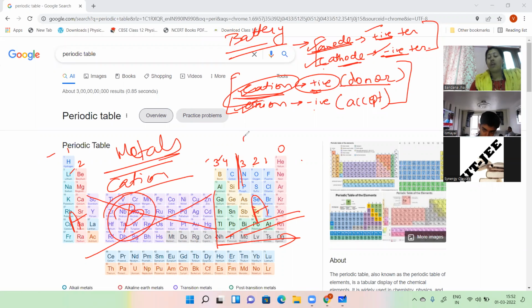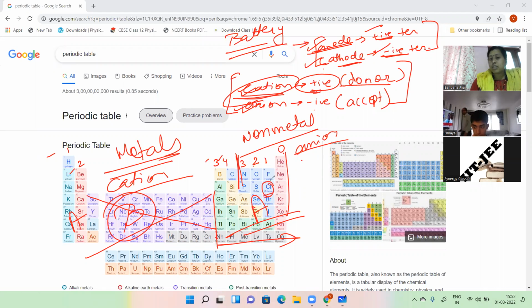3, 2, 1, 0 are known as what? Non-metals. Why non-metals? Because they are anions. Now see here, electron zero is what? Totally stable. They don't have a requirement for electrons. They are already in octet state. So helium, neon, argon, krypton don't have a requirement for electrons.